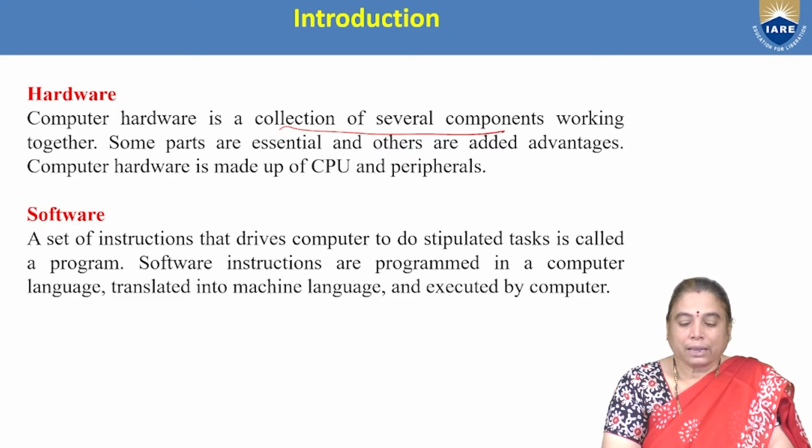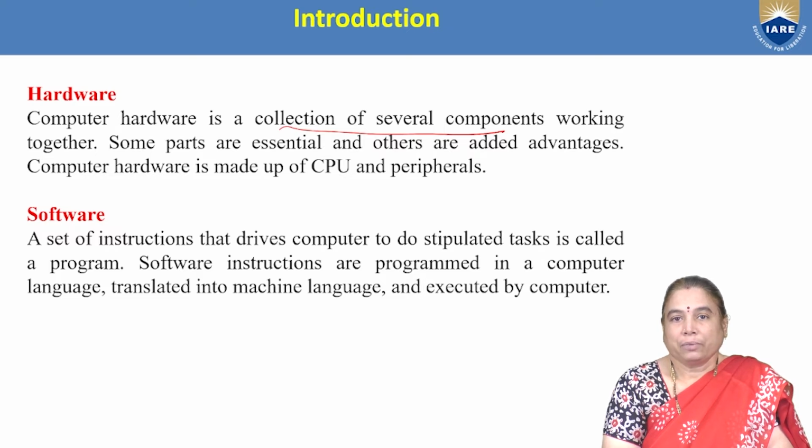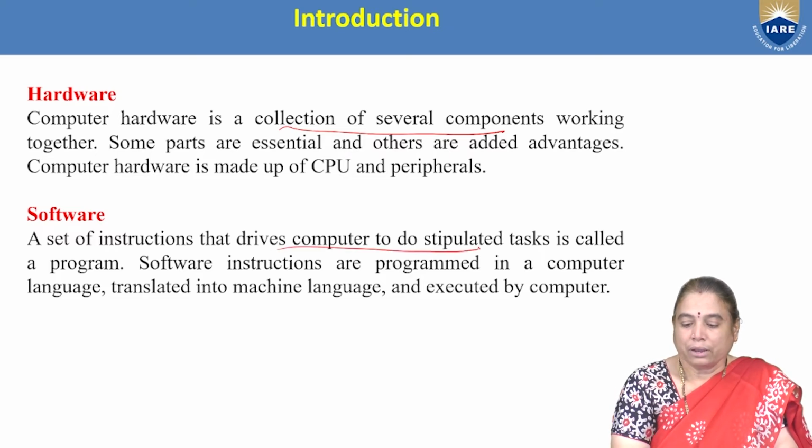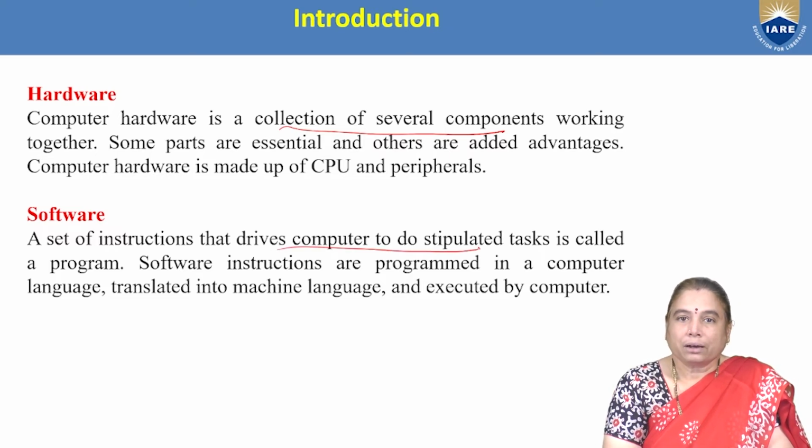But the software deals with how a program has to perform the intended task. So a set of instructions that drives the computer for a stipulated task is called a program. Here the collection of programs is generally referred to as the software. Majorly there are two categories of software, application software and system software.